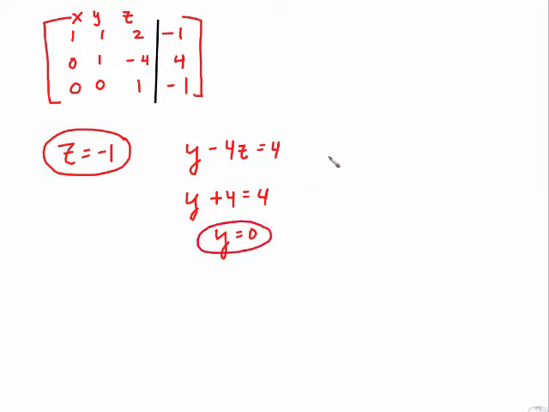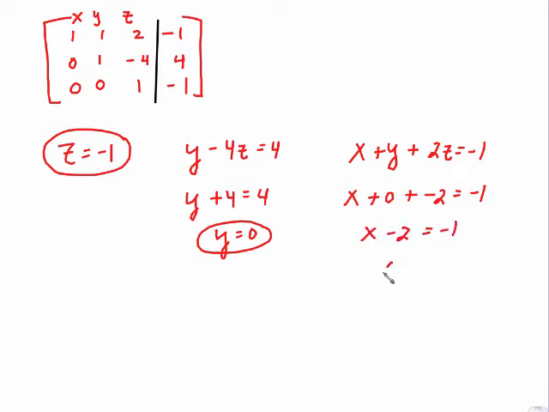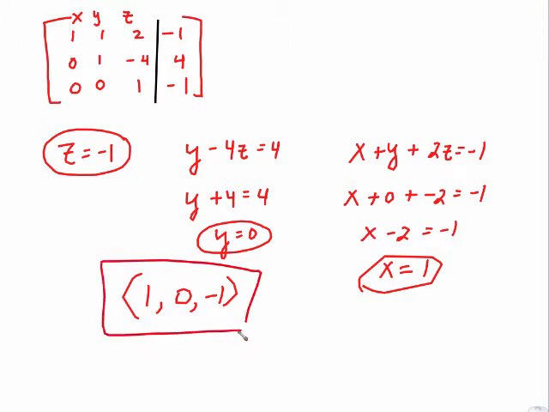Write your equation for the top row, which is x plus y plus 2z equals negative 1. I don't know x. Y is 0. Z is negative 1. 2 times negative 1 is negative 2 equals negative 1. So this is x minus 2 equals negative 1. Add 2 to both sides, and x is 1. So my ordered triple, which is the solution to this system, is 1, 0, negative 1.